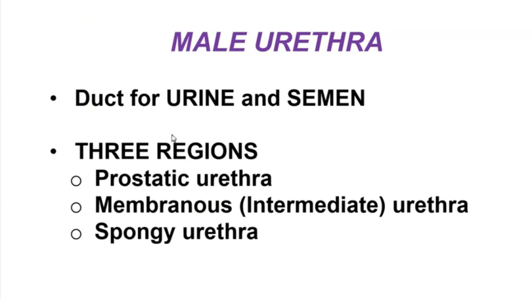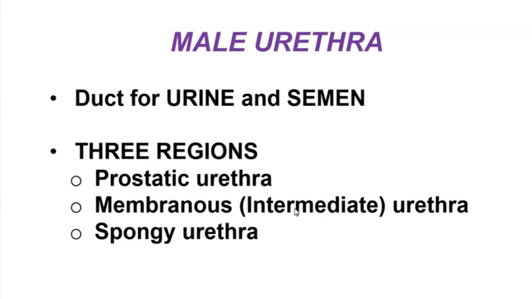The male urethra has 3 regions in it, where we only really saw one region in the female urethra. The 3 regions of the male urethra are the prostatic urethra, the membranous or intermediate part of the urethra, and then finally the spongy urethra. So the prostatic urethra is named because it passes through the prostate gland, and the prostatic urethra is closest in proximity to the urinary bladder itself. So the prostatic urethra is kind of the initial region of the male urethra.